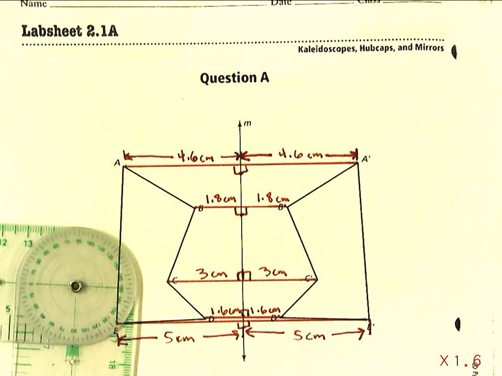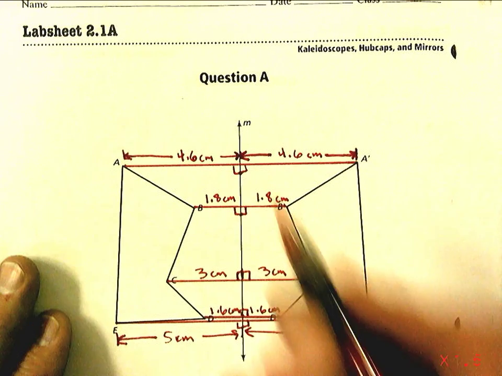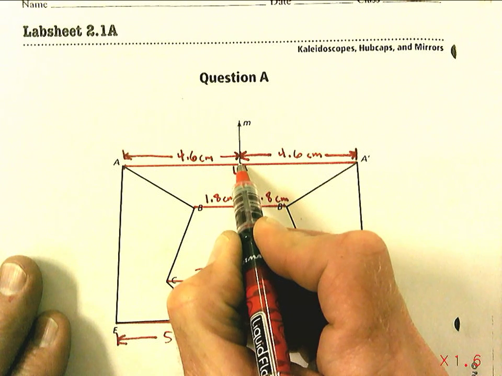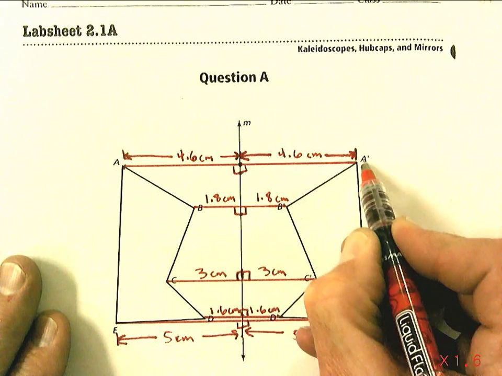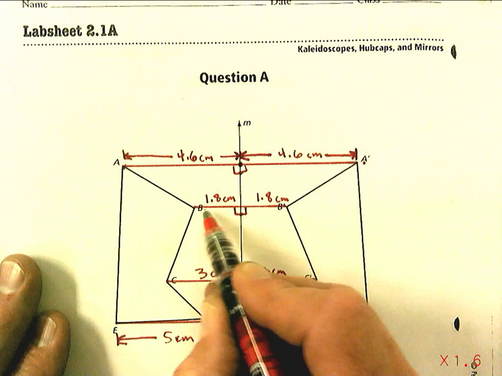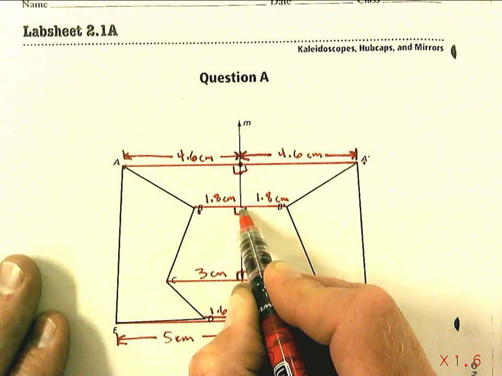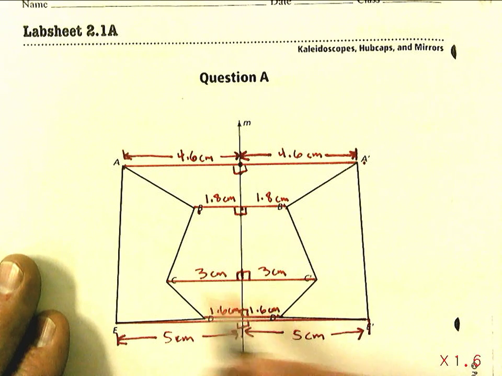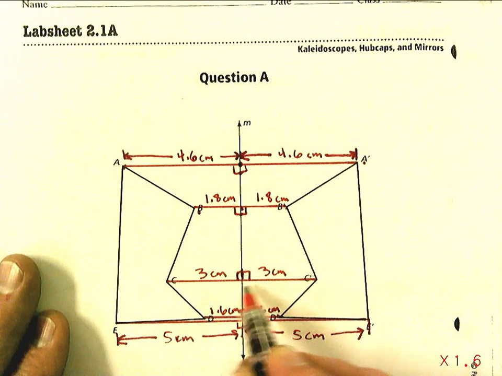And so what that tells us, the pattern that we see, is that the distance from A to the center line is the same as the distance from A prime to the center line, or line of reflection. And from B to the center line is the same as B prime to the center line. And from C to the center line, C prime to the center line, same distance.